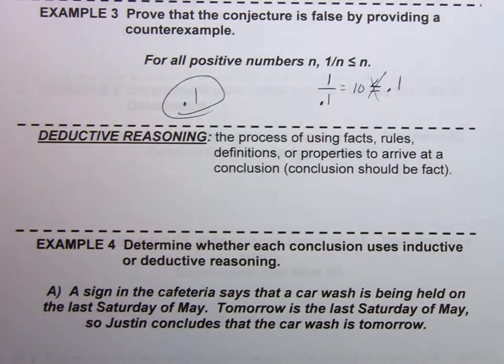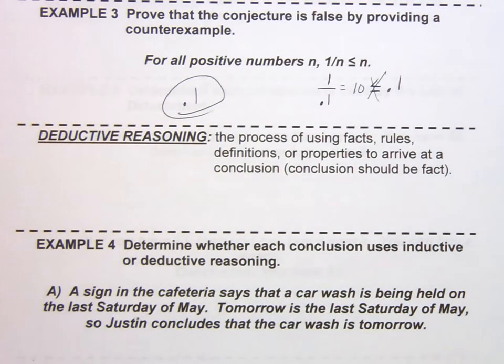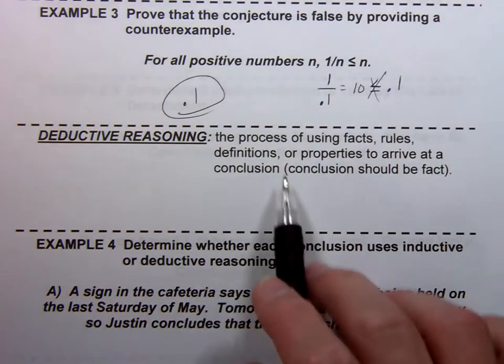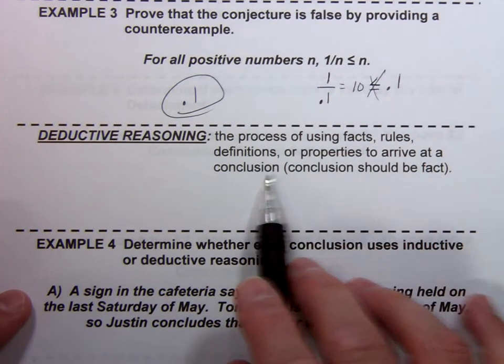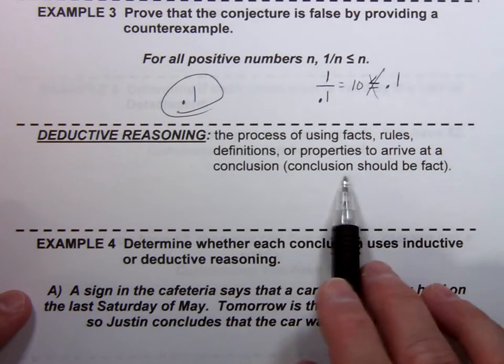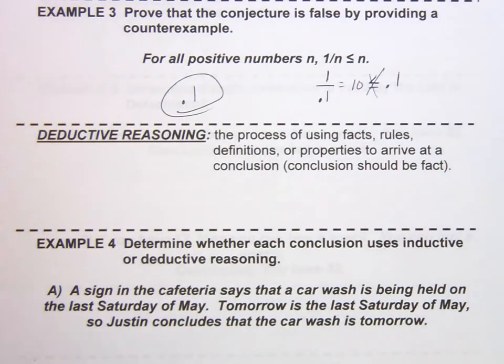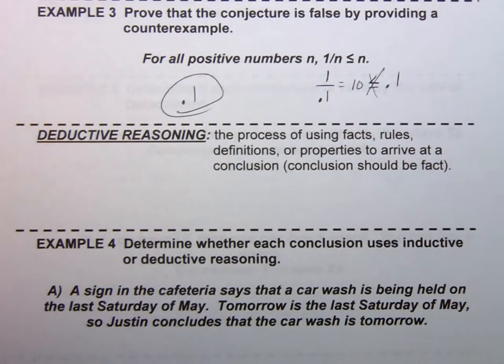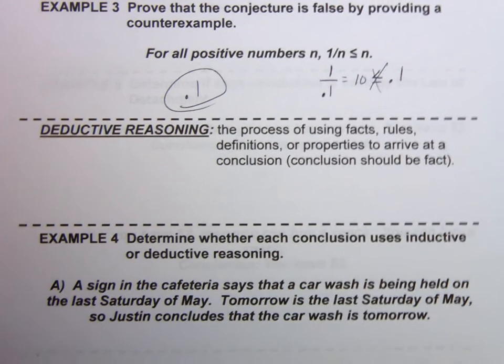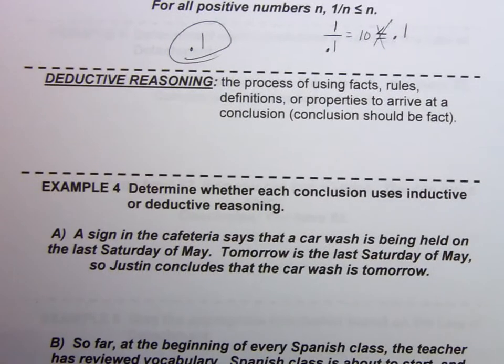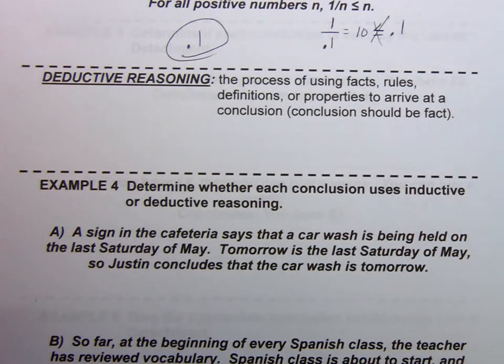Alright, so far we've done inductive reasoning. Let's look at deductive reasoning. Deductive reasoning is the process of using facts, rules, definitions, or properties to arrive at a conclusion. The conclusion should be a fact. So remember, in inductive reasoning, we're picking up on patterns and making an educated guess. We're making a conjecture. With deductive reasoning, it's all based on facts, nothing but the facts. So your conclusion should be a fact. It shouldn't be an educated guess. It shouldn't be what you think it's going to be. It should be something that is known for sure.